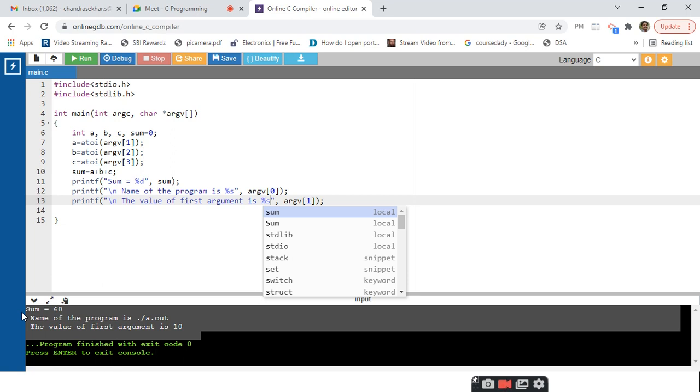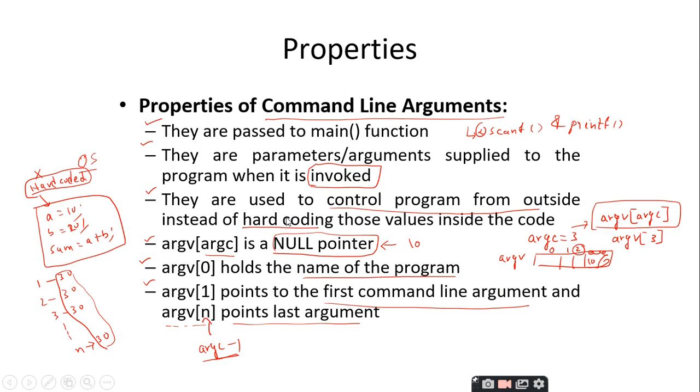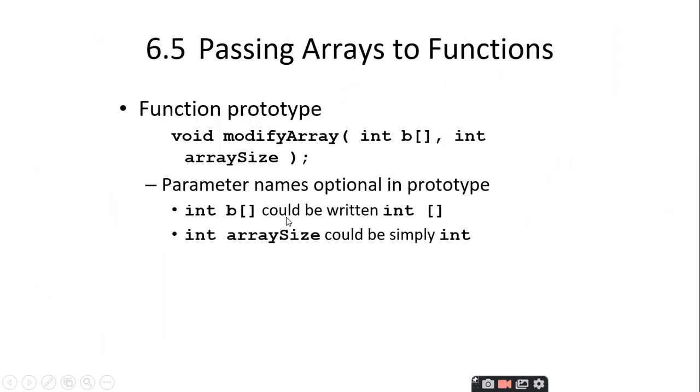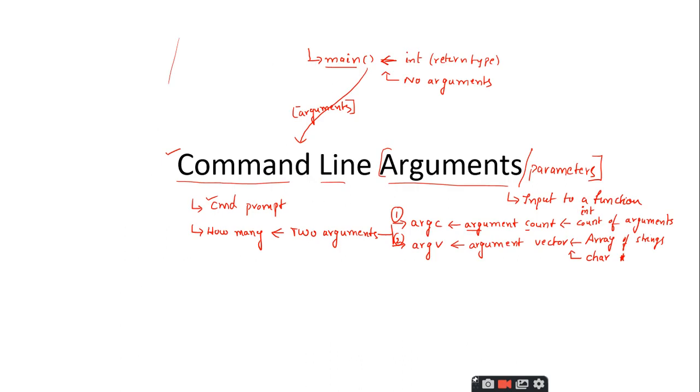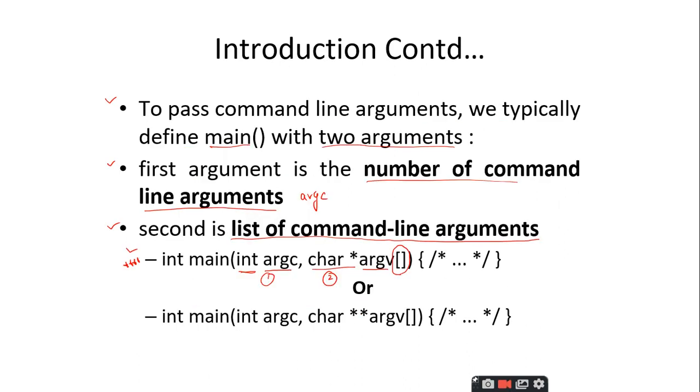So, that is all for today's session. In today's session, let me have a quick recap. We have discussed the importance of the command line arguments, what these command line arguments are, and how many parameters it is going to take. The two arguments are argument count and argument vector.